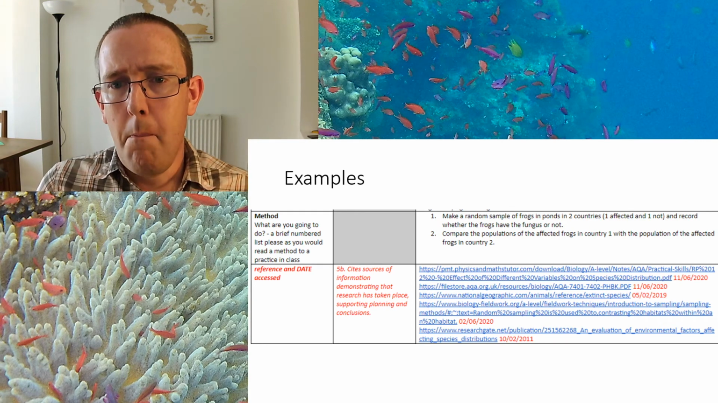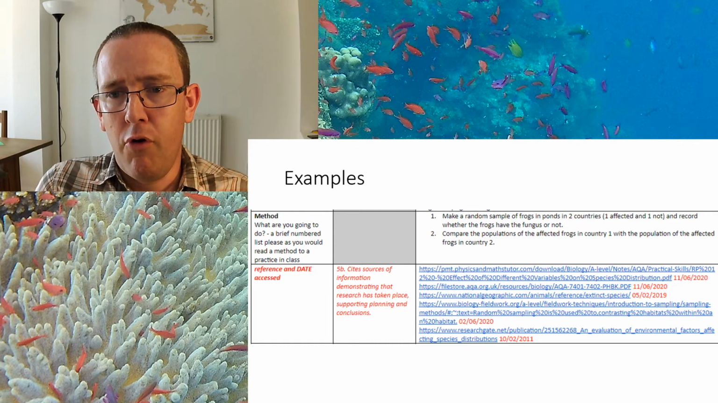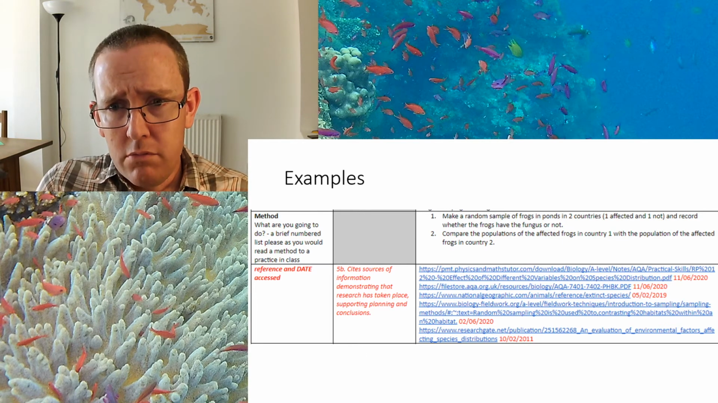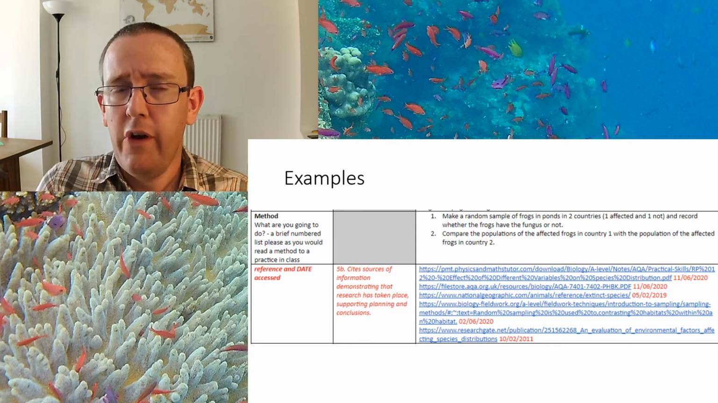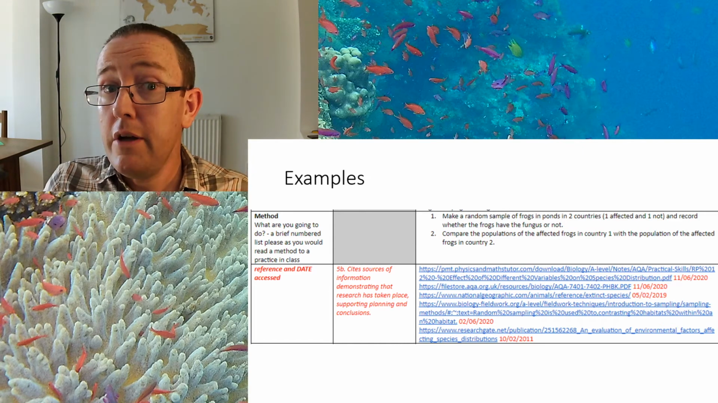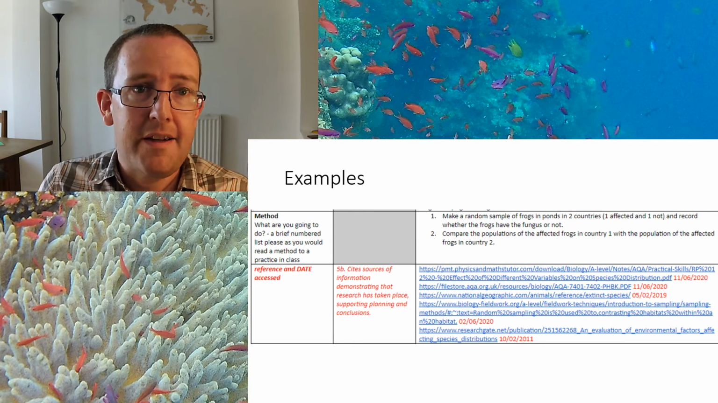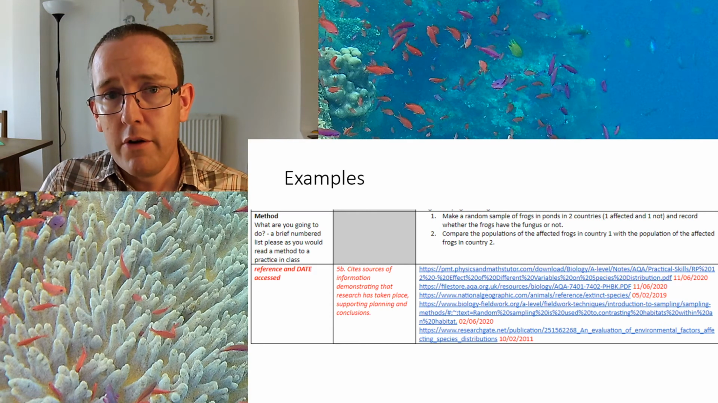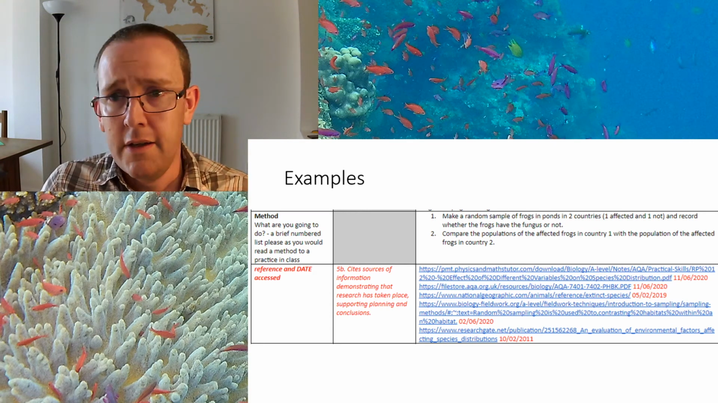Okay, so we've got: make a random sample of frogs in ponds in 2 countries, one affected and one not. There's a lot of questions there. How? Make a random sample of frogs. How? What frogs? 2 ponds. How are you choosing the ponds? In 2 countries? Which countries? How are you deciding which is affected and which isn't? If there's just a little bit, are you saying that's fine? How much chytrid is affected and is not?